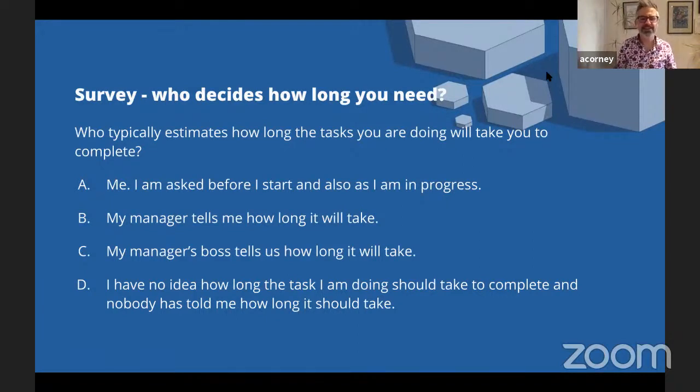So really encouraging to see that at least 38% of people are asked before they start work, and also while they're working on things. So that's really nice. But fully 60% of you are not in control of how long you will take to do a job. You're either told how long it's going to take you, or you don't know how long it should take you to do. And so this is one of the things that a Scrum process is aimed at trying to improve.